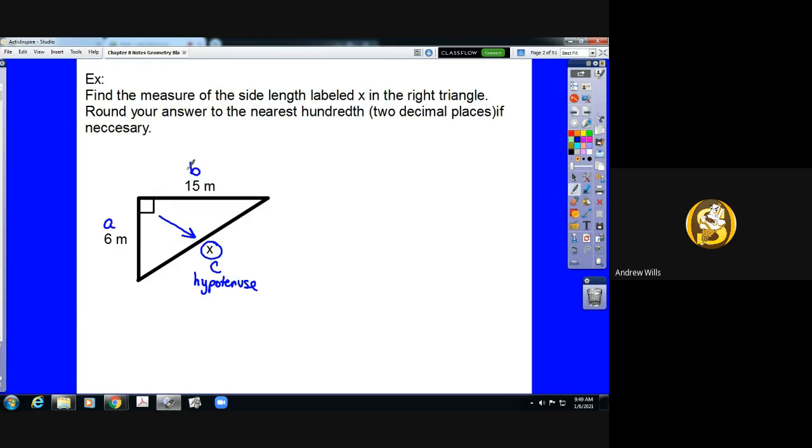Now, your assignment is formatted so that you will have to tell me the values of A, B, and C. So I'm going to try to set up our notes here to look exactly like what I'm looking for on the homework so that we will know exactly what we need to fill out. Okay? So A is 6, B is 15, and C is X. We are then going to plug into our Pythagorean theorem, which is A squared plus B squared equals C squared.